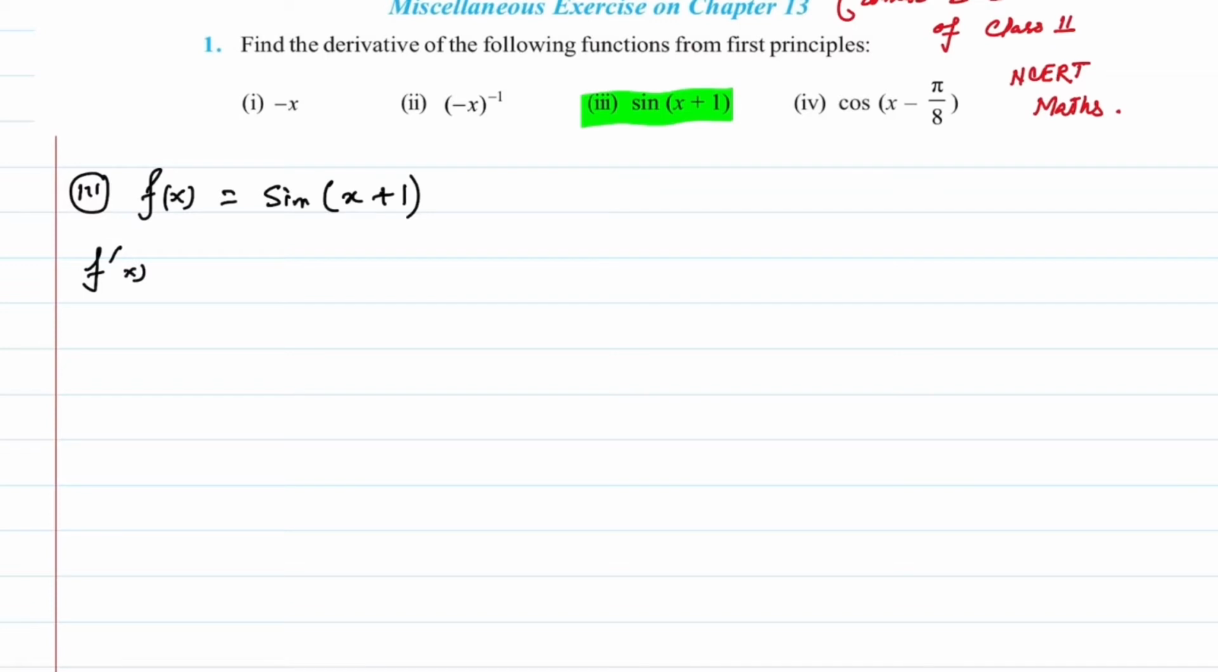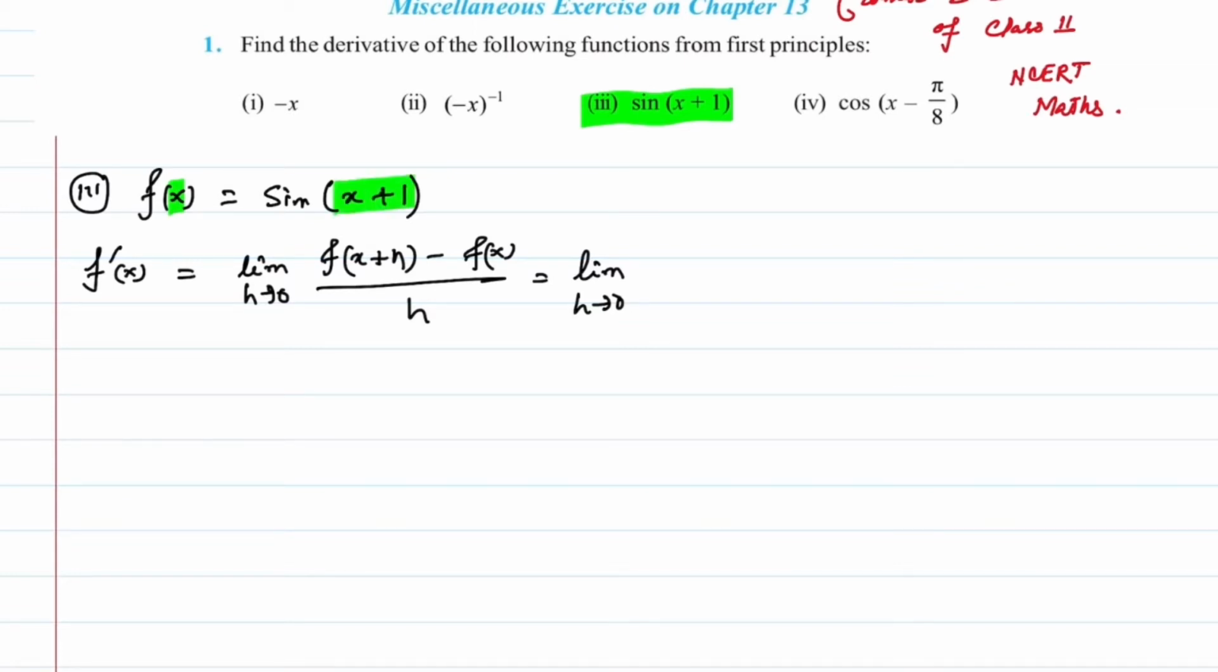So from the first principle, f dash x is the limit as h tends to 0 of f of x plus h minus f of x, divided by h. Now, as you can see, f of x is sine of x plus 1. Then what will be f of x plus h? Just replace this x by x plus h.